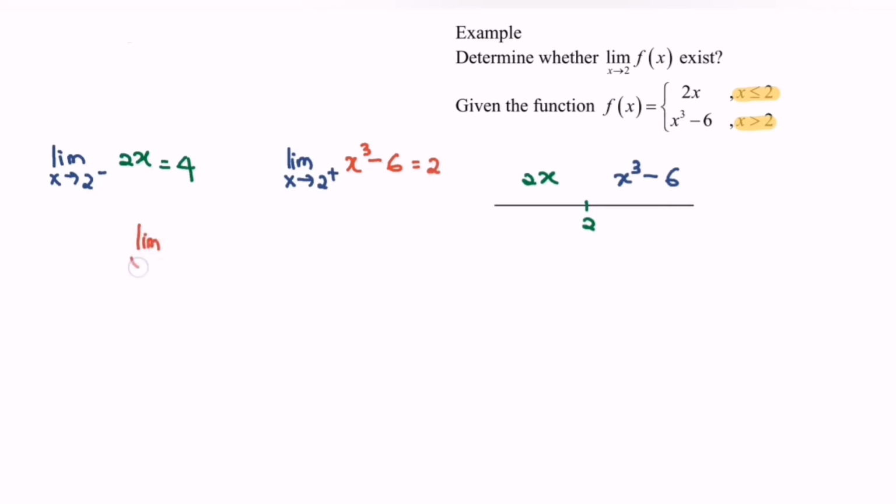The limit when x approaches 2 from the left for the function f(x) is not equal to the limit when x approaches 2 from the right for the function f(x). So as a conclusion, the limit when x approaches 2 for the function f(x) does not exist.